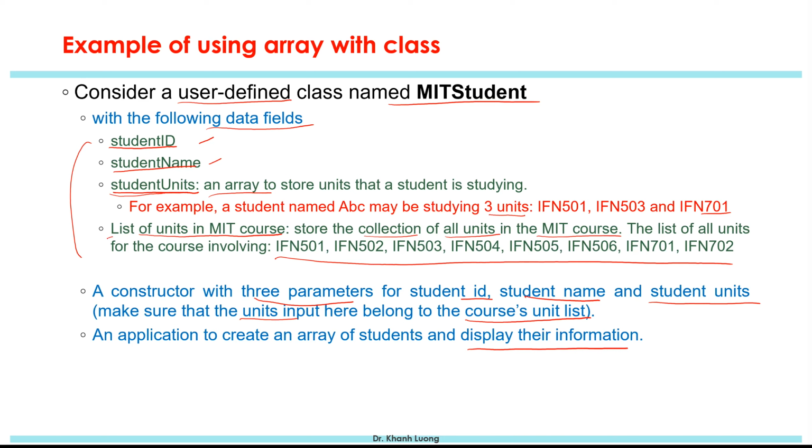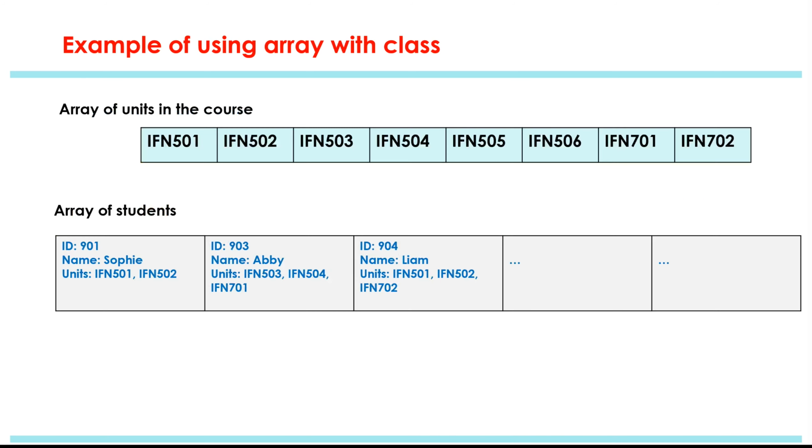Here, this is also another array. So these are 4 data fields for the class, but these 2 arrays are different. So let us consider the example for our application like this.